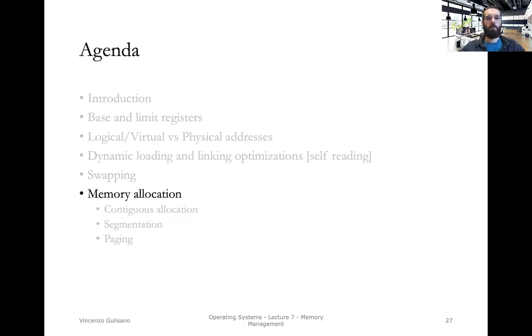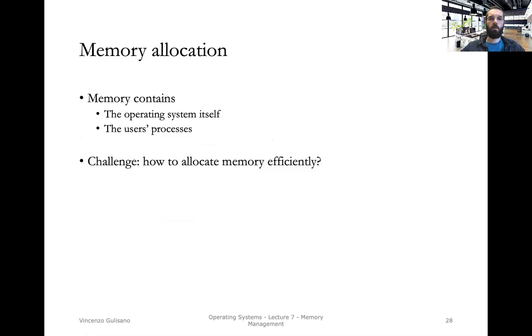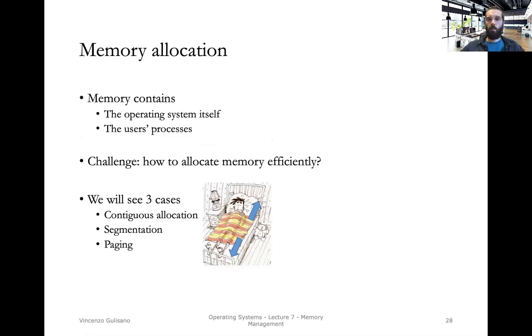Let's now move to some techniques for memory allocation, and let's start with contiguous allocation. So we know that the main memory contains the operating system itself and then the processes of the users. So now we are going to try to answer this question: how do we allocate memory efficiently? We start with contiguous allocation and then also go into segmentation and paging. We will see that there are trade-offs, of course, as always.